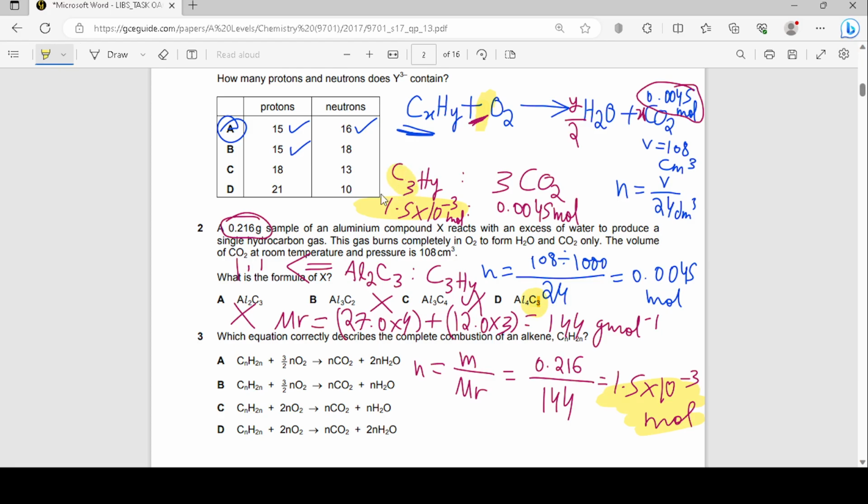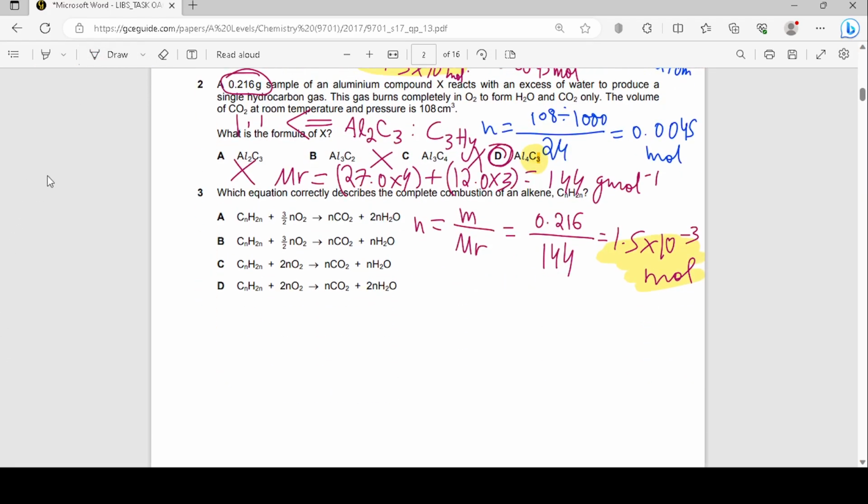That implies that option D is the correct one. So yeah, I hope that all made sense. It was quite a calculation based question.